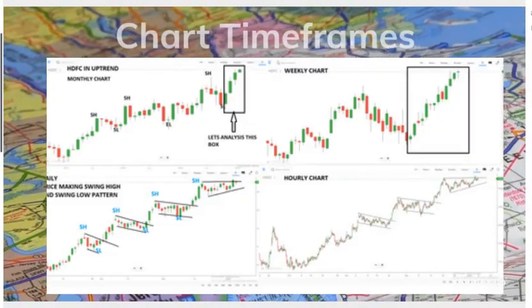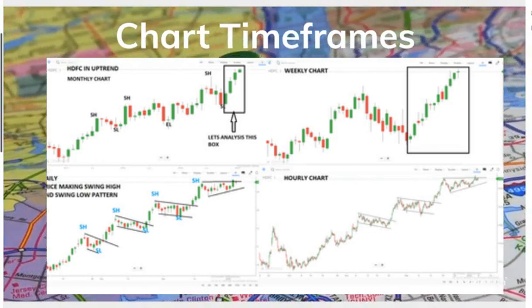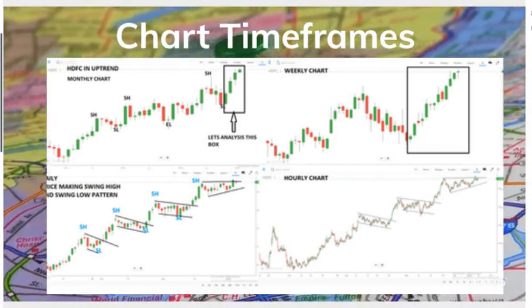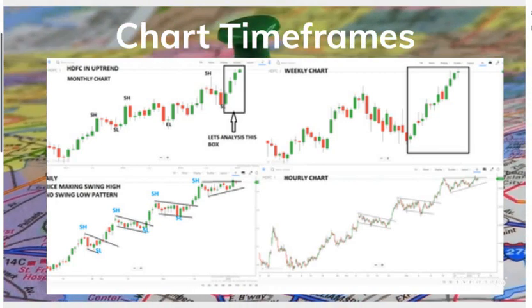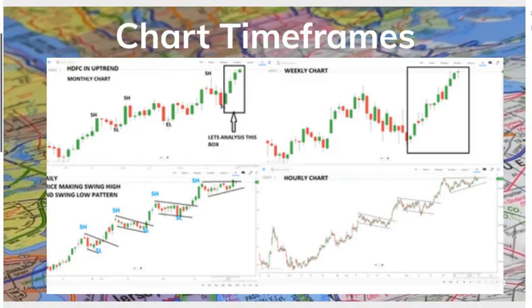5. Chart timeframes. Charts are like different maps showing the same journey. You can zoom in for details, like seeing the texture of a treasure chest, or zoom out for the big picture, like finding the treasure island on a world map.